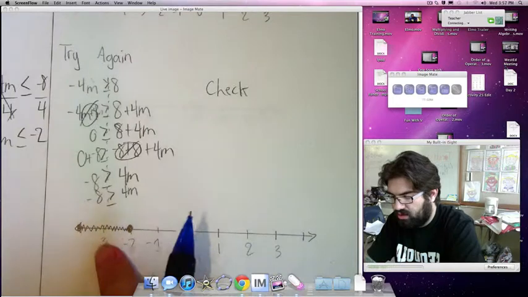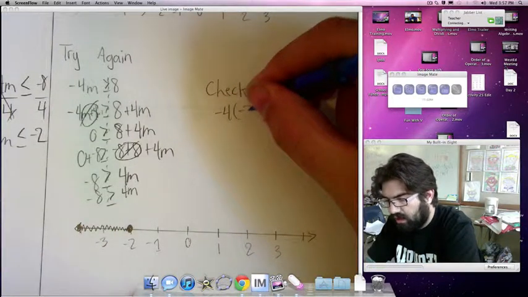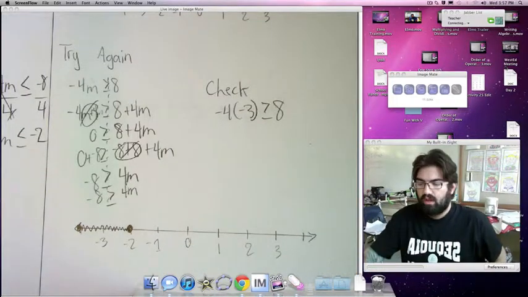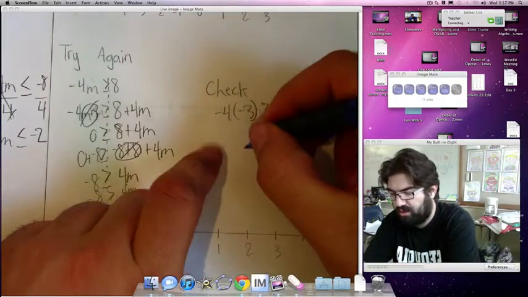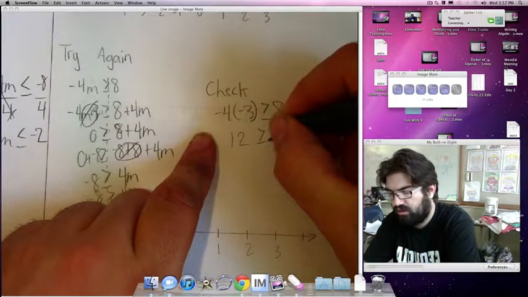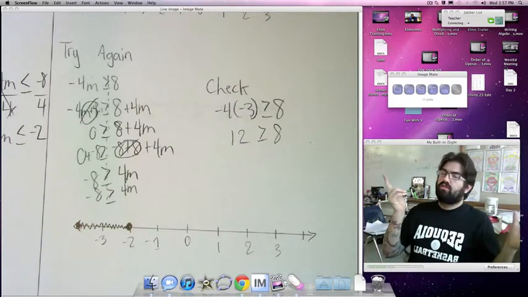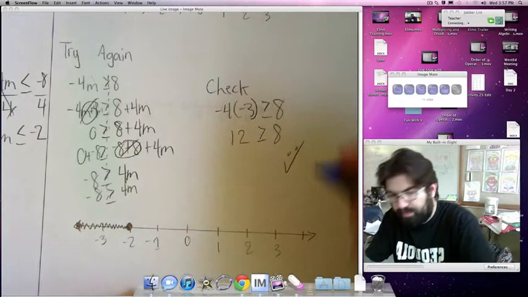I'm going to choose a number, so let's go with negative 3. And I'm asking, is this greater than or equal to 8? Negative times a negative is a positive. 4 times 3 is 12. So, is 12 bigger than 8? $12 is better than $8. Heck yeah.